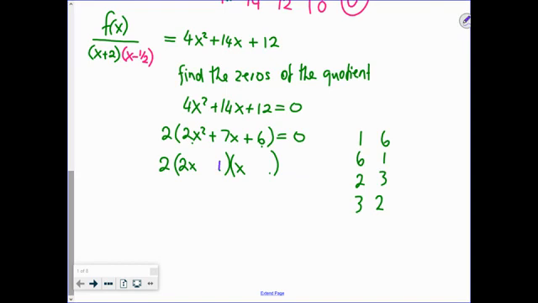If I put 1 there and 6 there, this gives me 12x plus 1x. No way am I going to get a sum of plus 7x. Not happening. So that was silly. Let's try them the other way around.